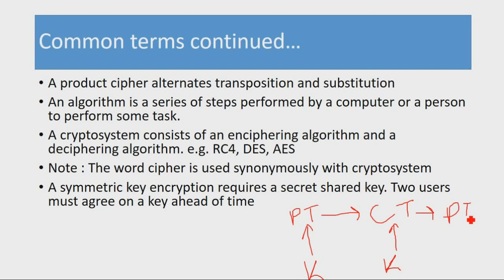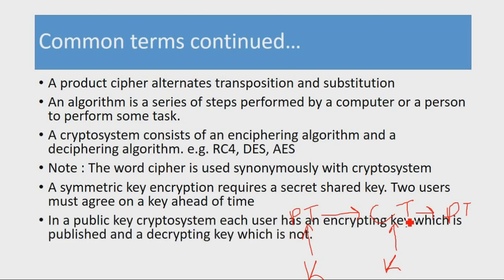So it just uses the key and inserts it within its algorithm and will be able to encrypt the message. And if the same key has to be used on the receiving side to change the message back to the original plain text, that is known as a symmetric key cryptosystem. Now the next thing is the public key cryptosystem, where each user has an encrypting key which is published and a decrypting key which is not.